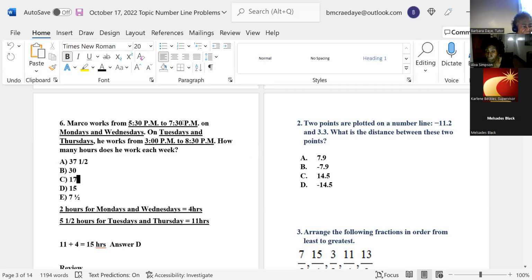Okay. 5:30 to 7:30 is 2. So that's 2 hours. 3 to 8:30 is 5½. So that's how we got the 5½. But it's for 2 days. 2 times 5 is 10. And 2 times a half is 1. That gives you 11, right? Yes. And then, of course, 2 times 2 is 4. Add the 2 together. Total hours Marco worked for the week is 15 hours. Okay.